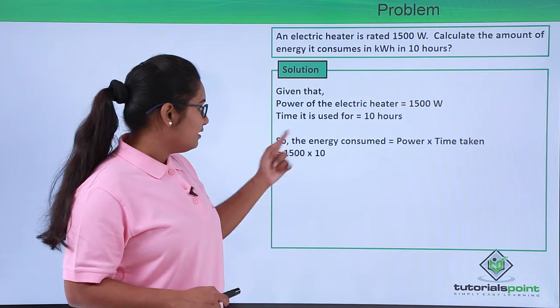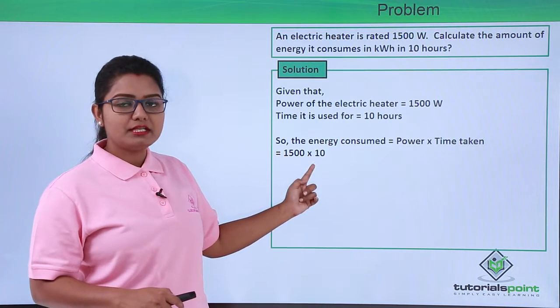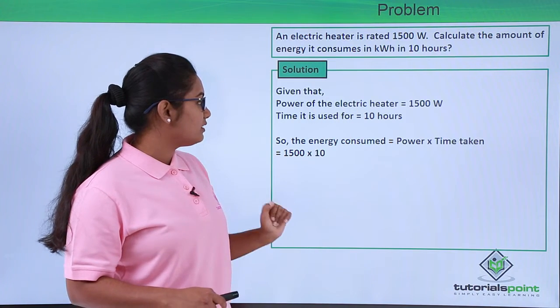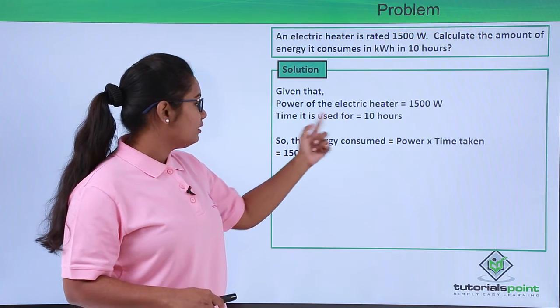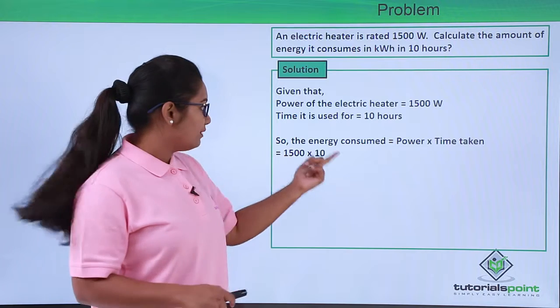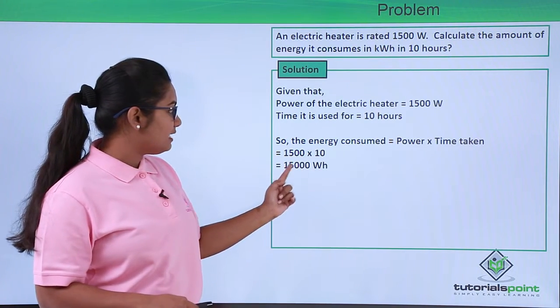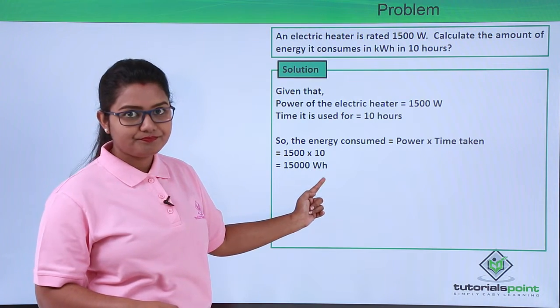So let us do that. This equals 1500 multiplied by 10. That is, 1500 watts is the power of the electric heater, and it was used for 10 hours. So we have power multiplied by 10. So this turns out to be 15,000 watt hour.